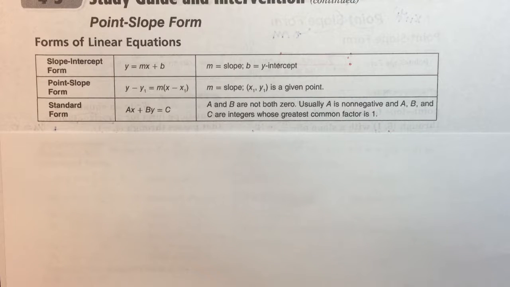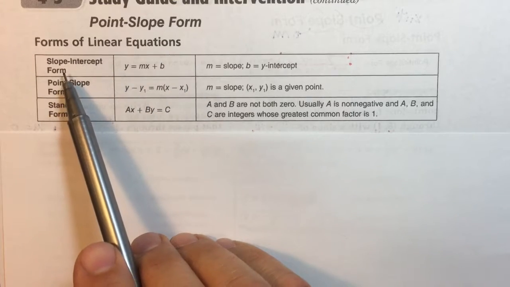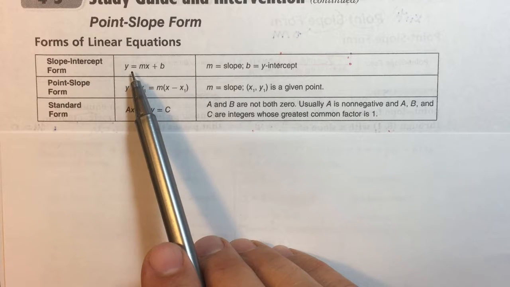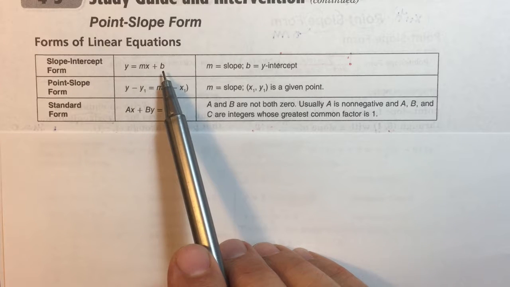Point-slope form. Forms of linear equations. Okay, we have three different forms of linear equations. The first one is the slope-intercept form. Remember that is given by y equals mx plus b. M is the slope and b is the y-intercept.